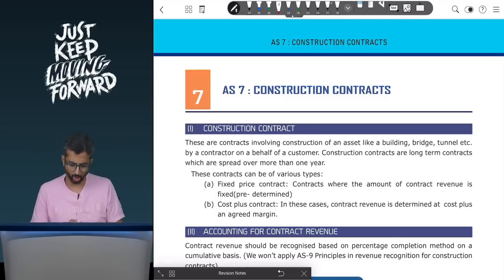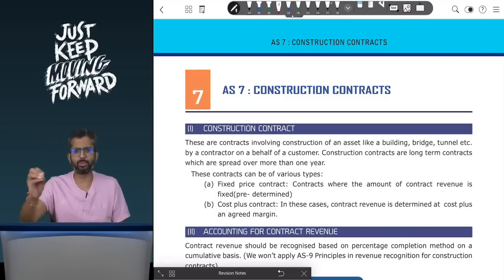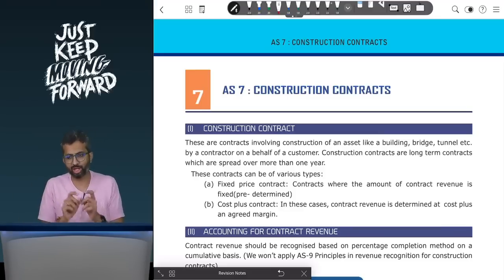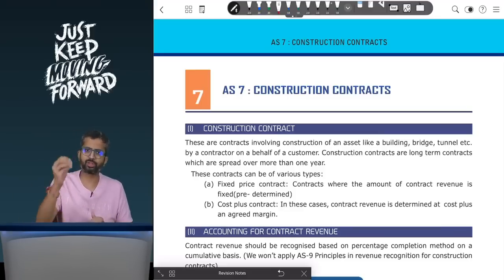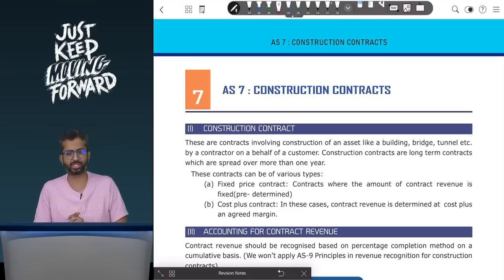That will be recorded over here. Now there are two types of contracts. There is a fixed price contract where you will be told to construct a bridge for which you will get 1000 crores, or a cost plus contract where you will be told that whatever is the cost that you incur plus 10% is what you will get. Either way, AS7 will apply.